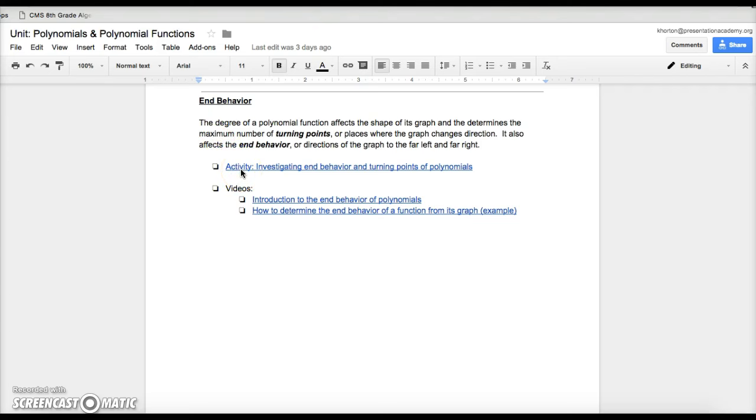So we're going to explore how the degree of the polynomial function affects the shape of its graph, and it can determine the maximum number of turning points, so places where the graph changes directions, and also how it affects the end behavior, or the direction of the graph to the far left and far right. So click on the activity in Desmos.